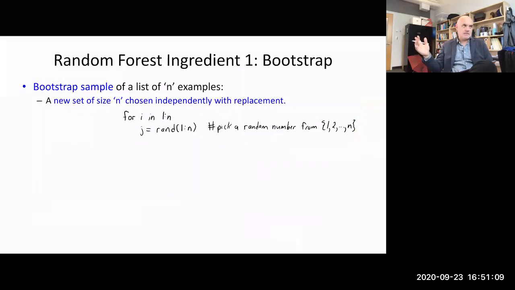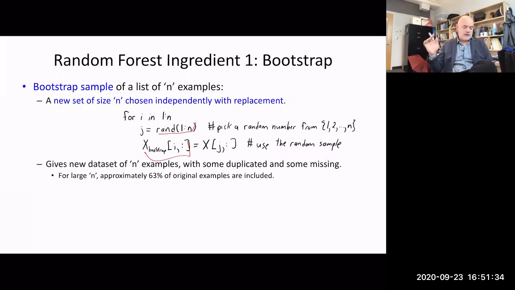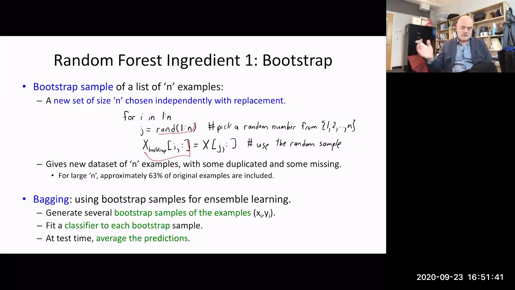Okay, so the first ingredient of random forests, we're almost to the end of random forests, is the bootstrap. Basically, you bootstrap sample a list of n examples, okay? So you choose a new set of training instances of size n independently with replacement, right? So for i equals 1 to n, sample a value j between 1 and n, and you build your bootstrap sample by picking the jth item and then making it the ith item in your new data set, right? This gives us a new data set of n examples, some duplicated, some missing, right? And just for the fun of it, for large n, the limit is approximately 63% of the original examples will be included, right?